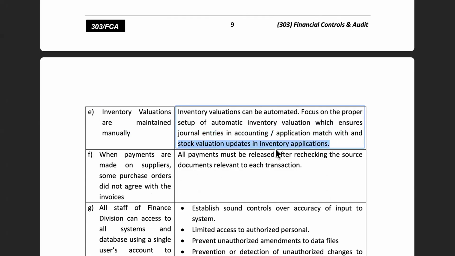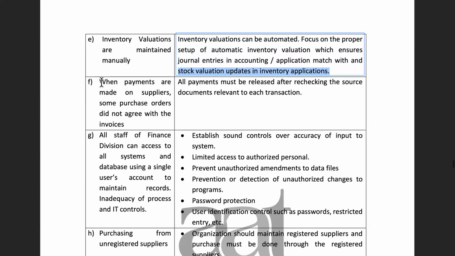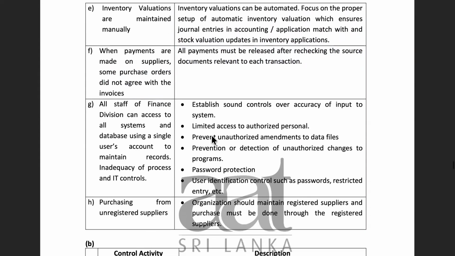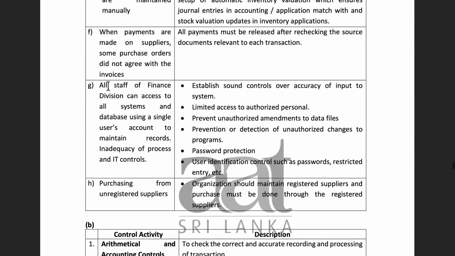It matches the stock valuation updates in the inventory application. Another weakness: when payments are made to suppliers, some purchase orders didn't agree with the invoices. So all payments must be released after rechecking the source documents relevant to each transaction. That is the three-way match. As well as, all staff of the finance division can access all systems and databases using a single user account, which maintains the records of inadequacy of process and IT controls.